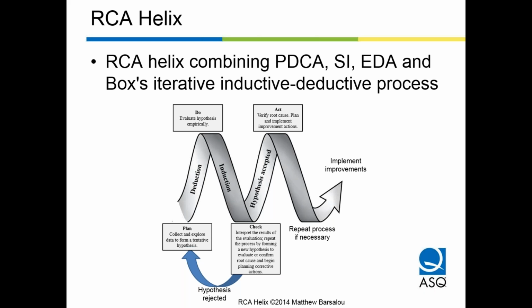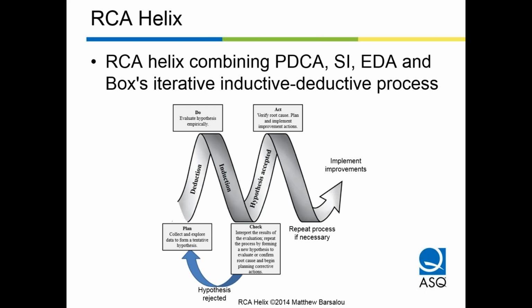So what I've done here is I created what I call the RCA helix, the root cause analysis helix. It combines plan, do, check, act with John Platt's strong inference, the scientific method in other words, John Tukey's exploratory data analysis, and Box's iterative, inductive, deductive process. And I see this, there's nothing new here, in my opinion, just the way it's displayed. So I wanted a simple mental model to give you to walk away from here with.